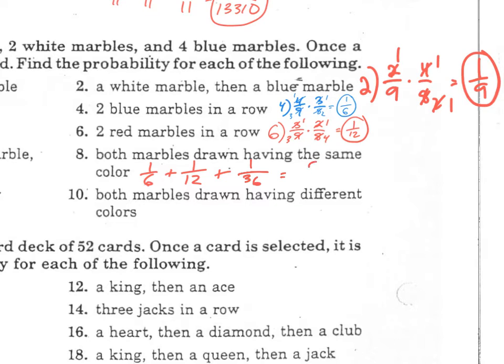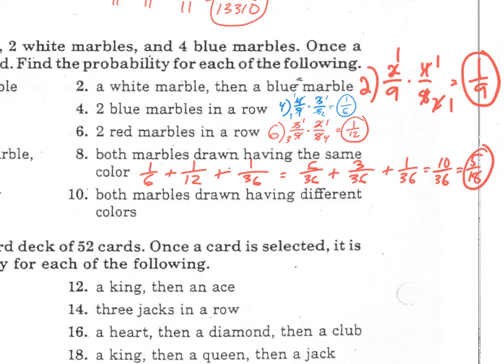So this is going to become 6 out of 36 plus 3 out of 36 plus 1 out of 36. 6 plus 3 is 9, plus 1 is 10. So that gives me 10 out of 36, which can be reduced down to 5 over 18. So the probability of both marbles drawn having the same color is 5 over 18.